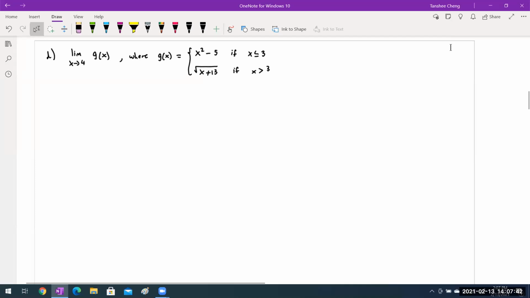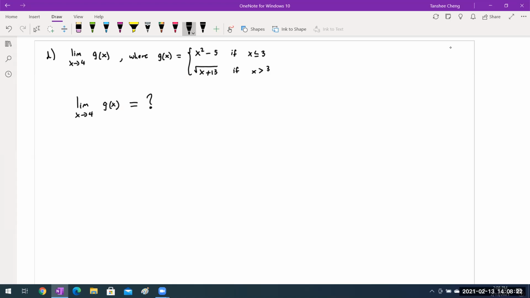So example L, limit as x approaches 4 of g of x. In this case, g of x is given as a piecewise defined function. We will use the first formula x squared minus 5 if x is less than or equal to 3. And we will use the formula square root of x plus 3 if x is greater than 3. So two different restricted domains. So now the question is the limit as x approaches 4 of g of x. What is the limit?